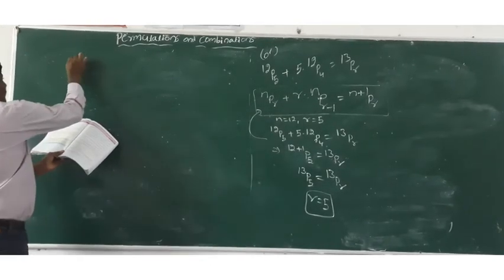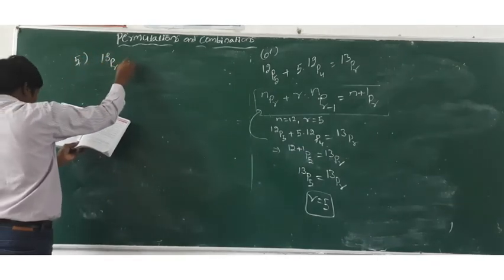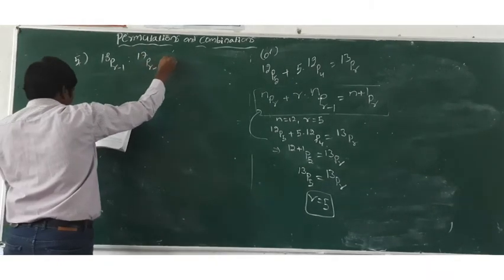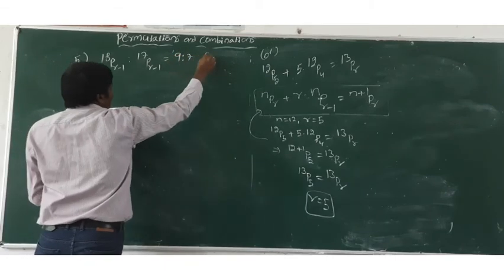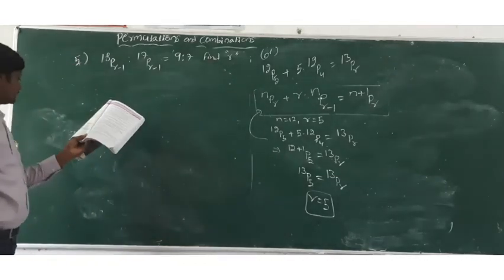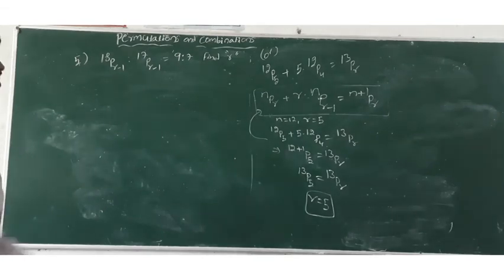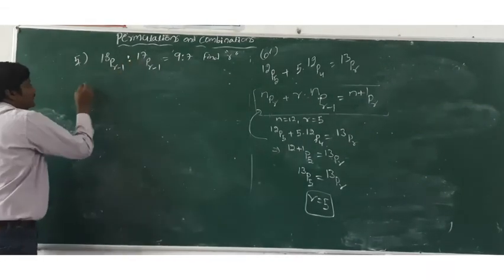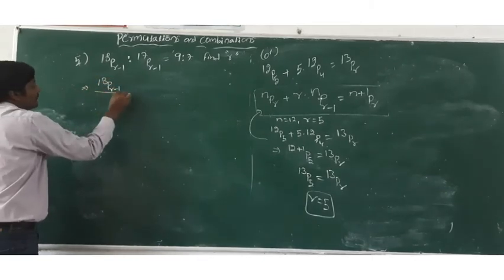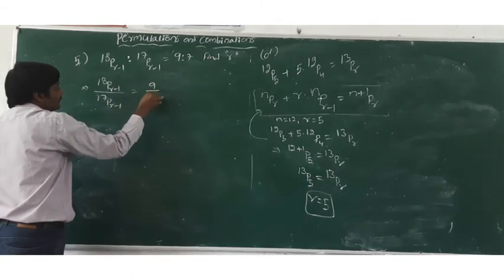Next, fifth problem. If 18P(r minus 1) is to 17P(r minus 1) is equal to 9 is to 7, then find the value of r. Given the ratio, we have 18P(r minus 1) by 17P(r minus 1) is equal to 9 by 7.